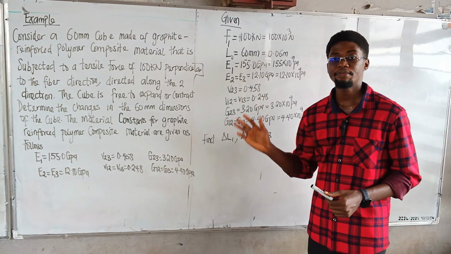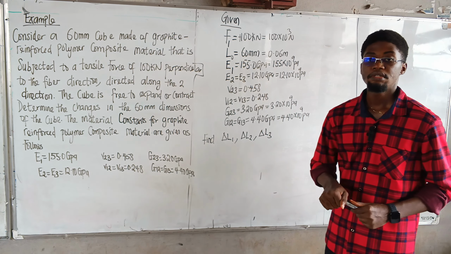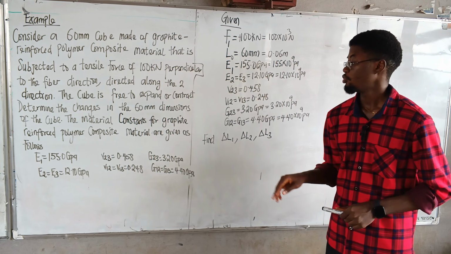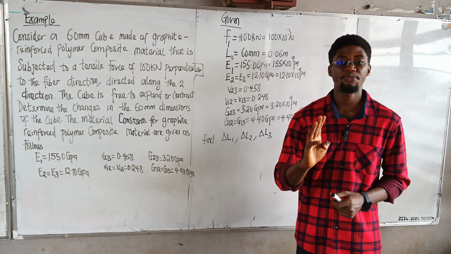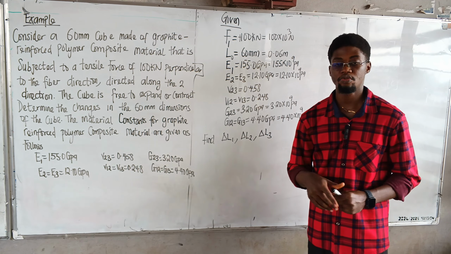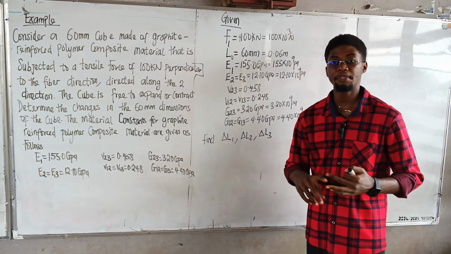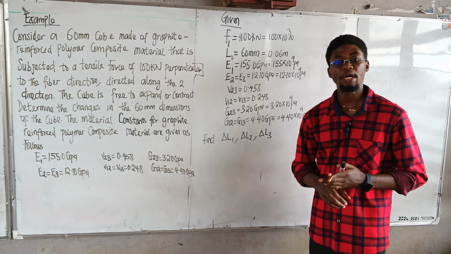Now if you observe these parameters, there's something that is unique. We've said before that we have four classes of materials: anisotropic, orthotropic, transversely isotropic, and isotropic.